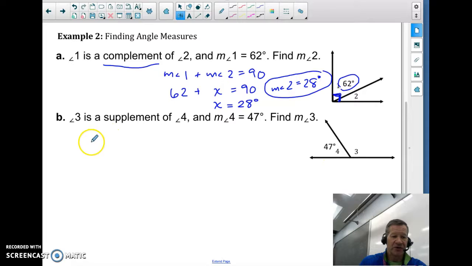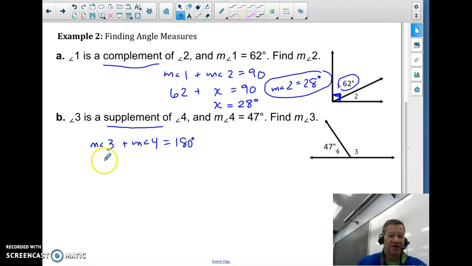So I know that the measure of angle 3 plus the measure of angle 4 this time should add up to not 90 this time, but 180. They are supplements. So I don't know angle 3, so let's call that y. You can call it whatever you want. Angle 4 is 47 degrees, and those should add up to 180. Well, subtracting 47 from both sides, I will get 133 degrees, so the measure of angle 3 is 133 degrees.